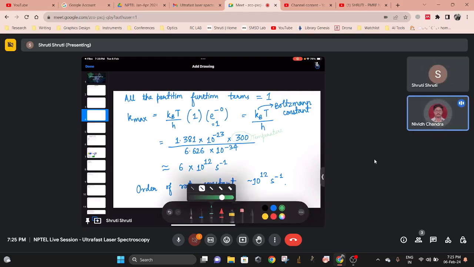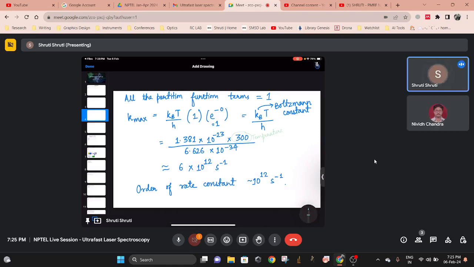Can the rate constant go even higher than this if temperature increases? Yes, it keeps on increasing at a very huge temperature. Since these two terms are constant, if we do the reaction at the highest possible temperature, then we can increase the rate constant. The maximum possible rate constant can be achieved by increasing the temperature.